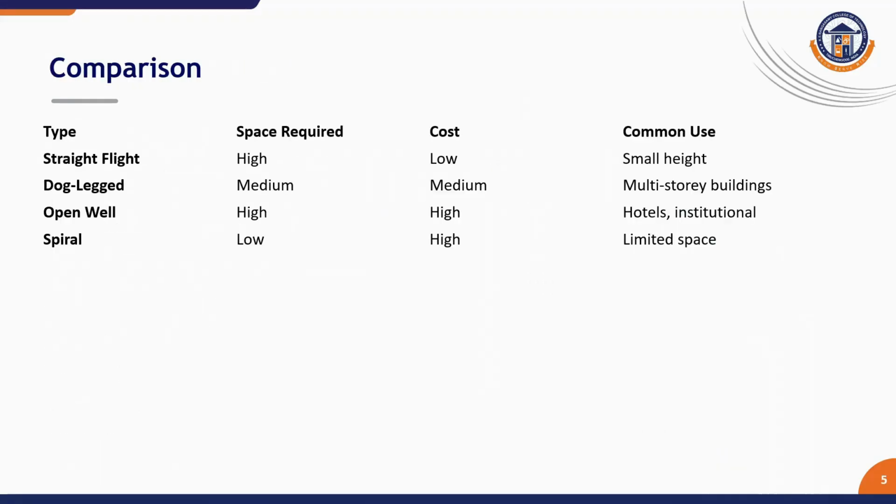This is the comparison of staircases for space requirement, cost and common use. If it is a straight flight, the space requirement is very high, cost is low, and it is used for smaller heights. As far as the dogleg is concerned, medium space requirement, and cost is also medium. It is used in multi-storey buildings. Open well and spirals have space requirement high and low respectively, and cost is very high. Common uses are hostels, institutional buildings, and where limited space is available.